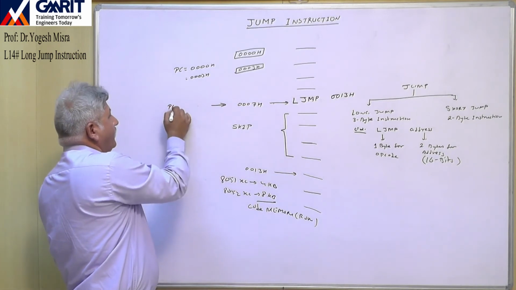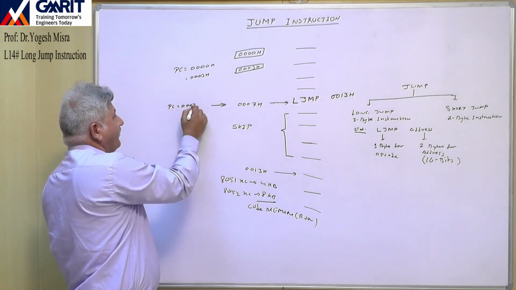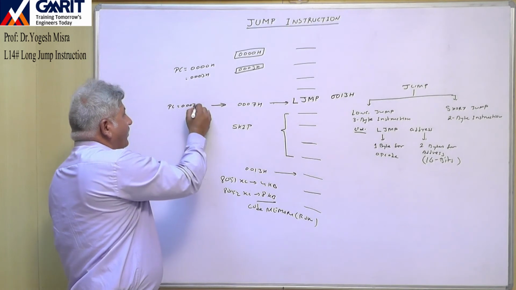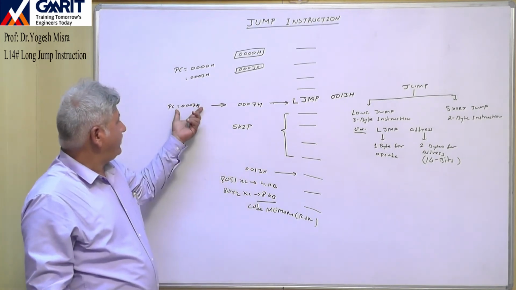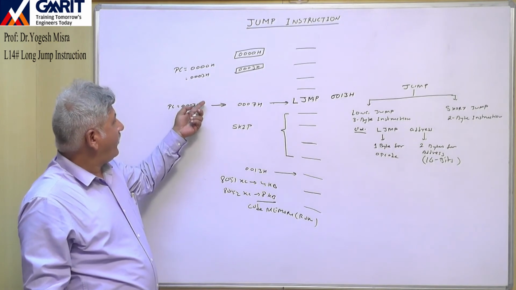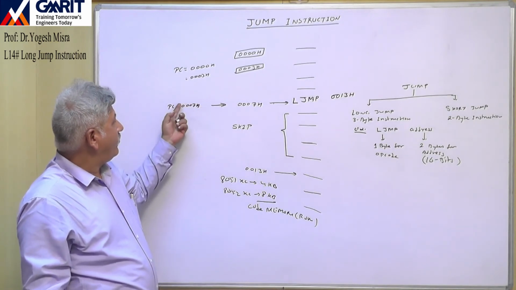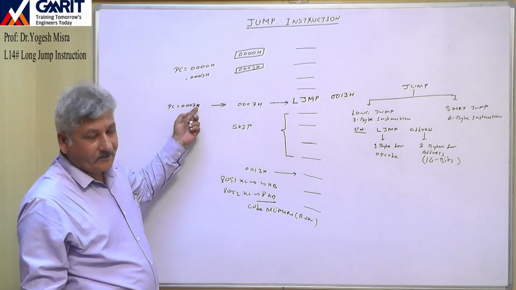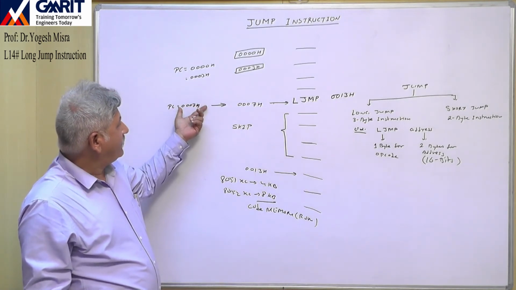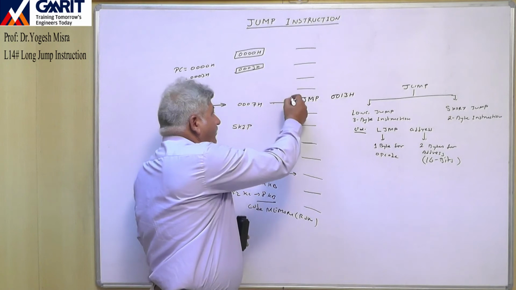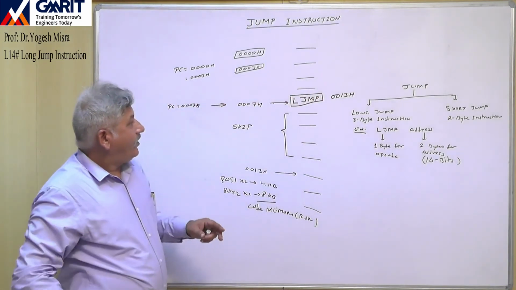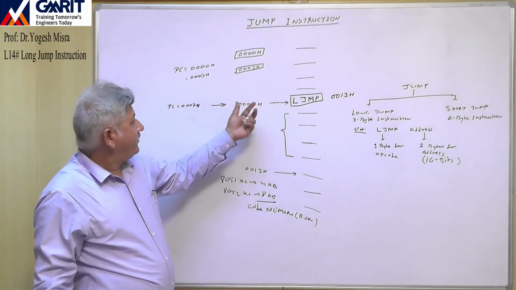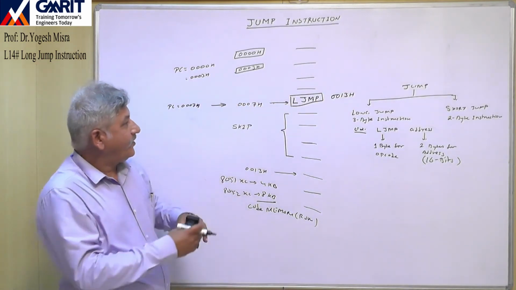So now the value of PC is 0007H. So your controller will fetch the instruction from code memory 0007H. At 0007H, the opcode of LJMP is stored. The opcode of LJMP is stored at 0007H.